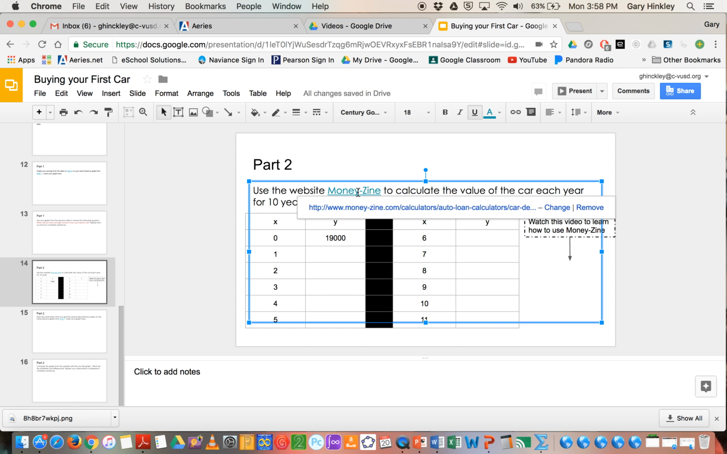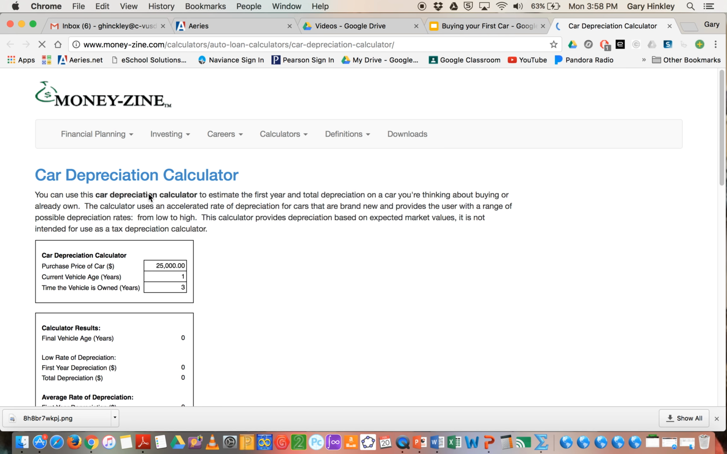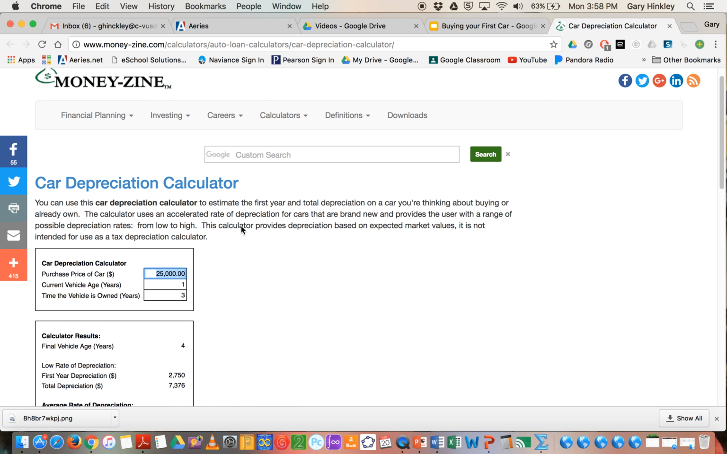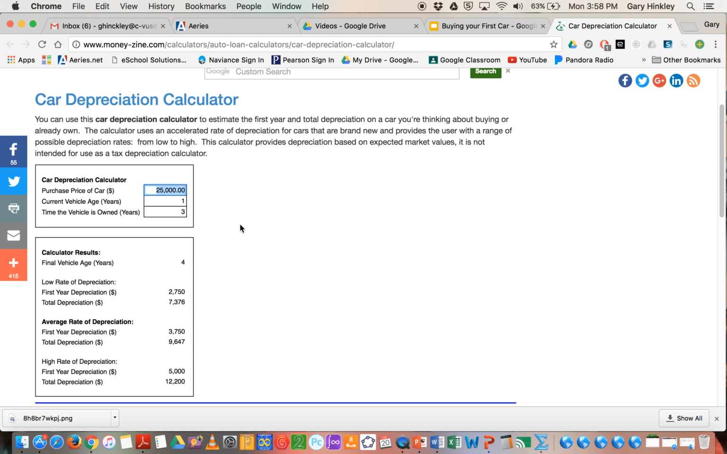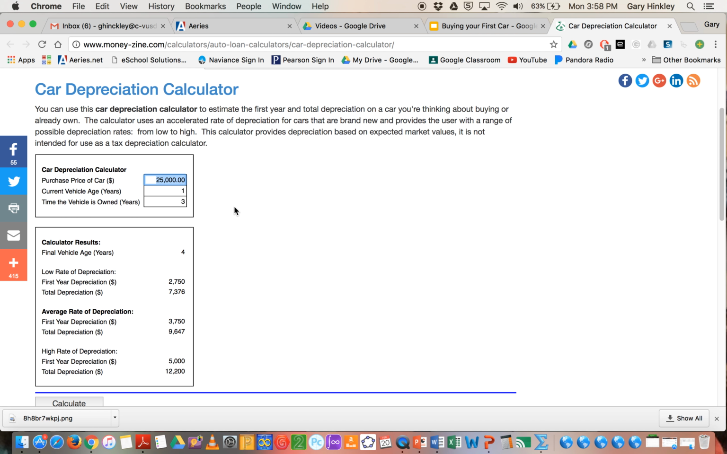So I'm going to put that in. This is again a link, so I'm going to click on it and follow the link. It takes me over here, which as you can see is a car depreciation calculator. This calculator automatically puts in 25,000 here, so I'm going to put in the 19,000. That is my purchase price of the car. For the current age of the car, we're thinking about the future, so right now the age of the car would be 0.